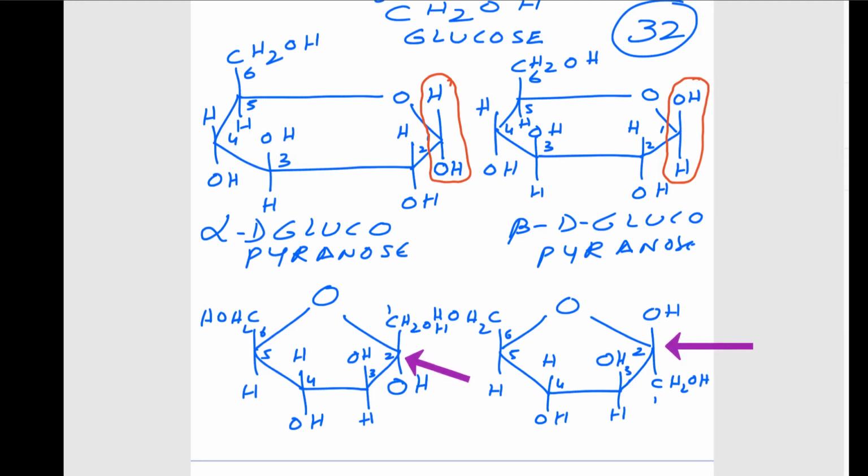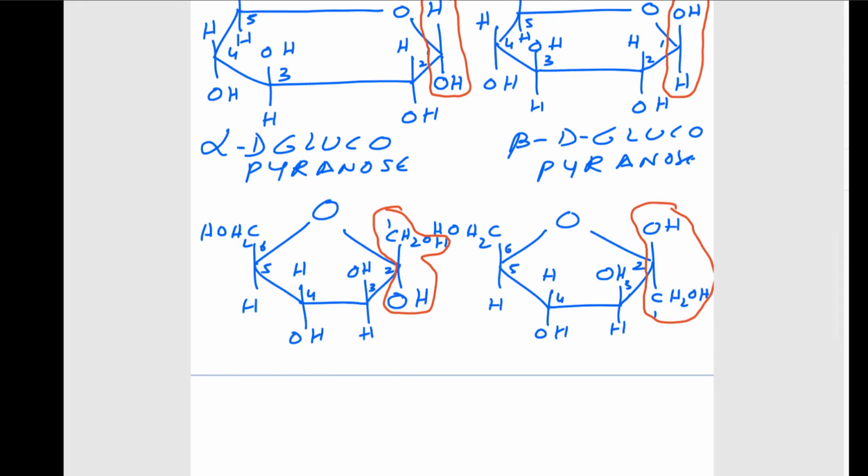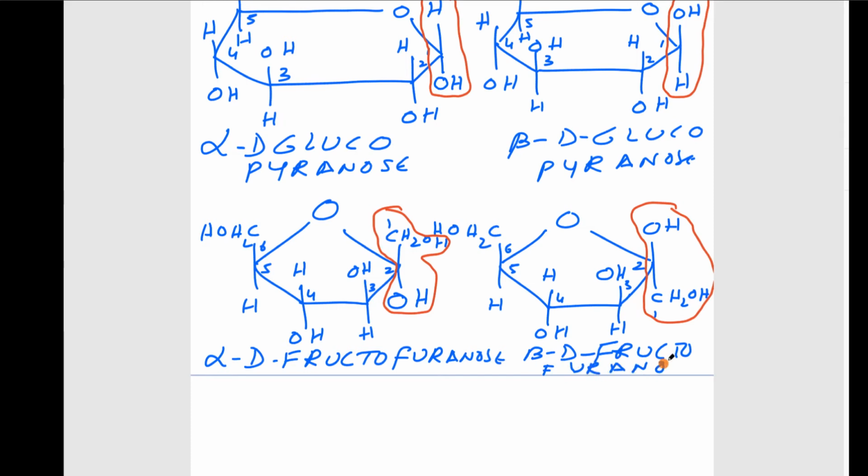Let us identify like this. This one we call alpha D fructofuranose, and here beta D fructofuranose. So this is about the anomers, how the anomer formation takes place, and how many isomers are possible.